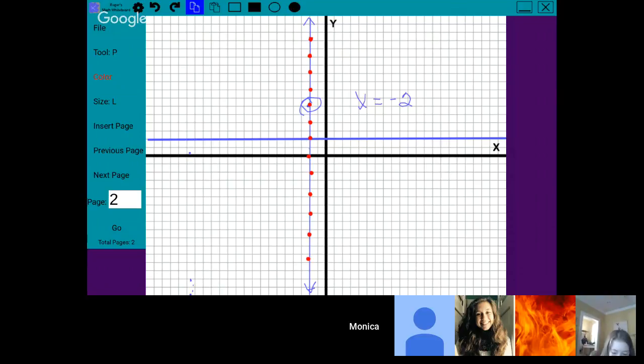Does that make sense to see that visually, Megan? Okay. Sometimes graphing it out will help you with that.